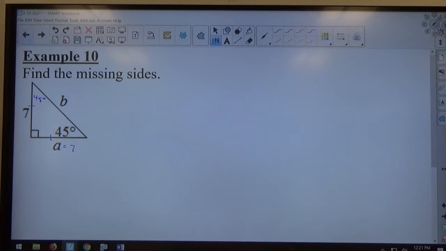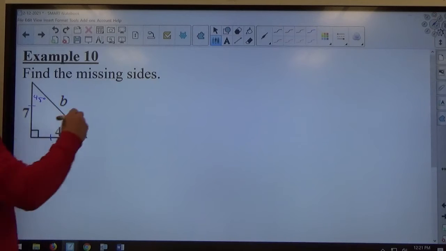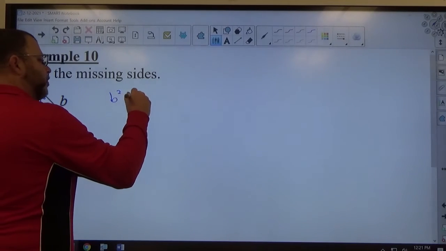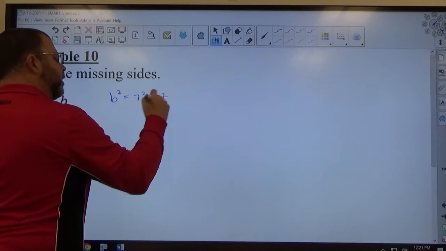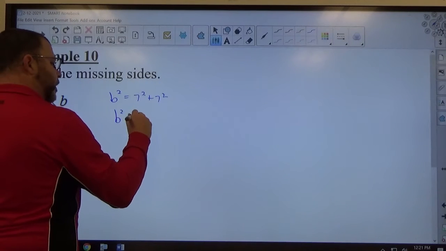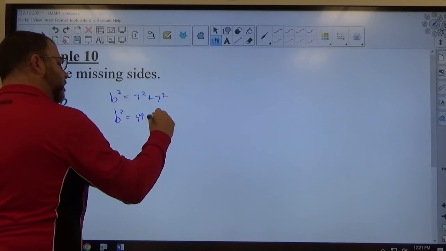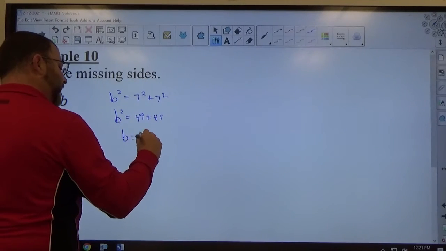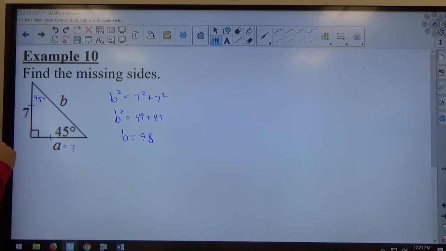And if I go with that technique, I know A is 7 because of the isosceles triangle part of it. Now I've got enough information with the Pythagorean theorem to find B. I can say B squared equals 7 squared plus 7 squared. So B squared equals 49 plus 49. So B squared is 98. And that's how the Pythagorean theorem works.